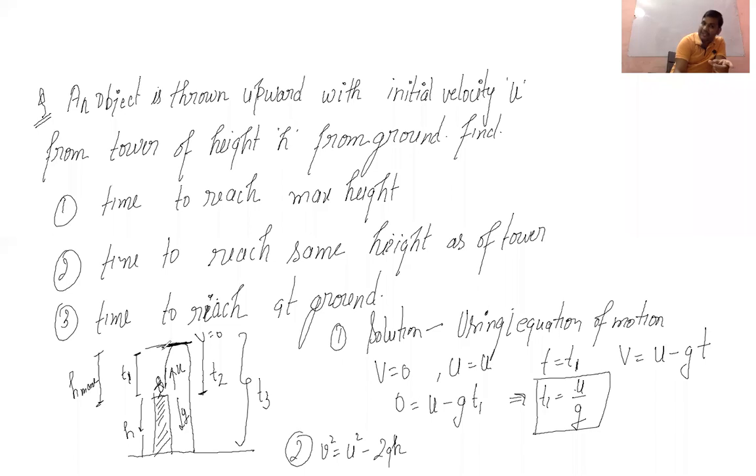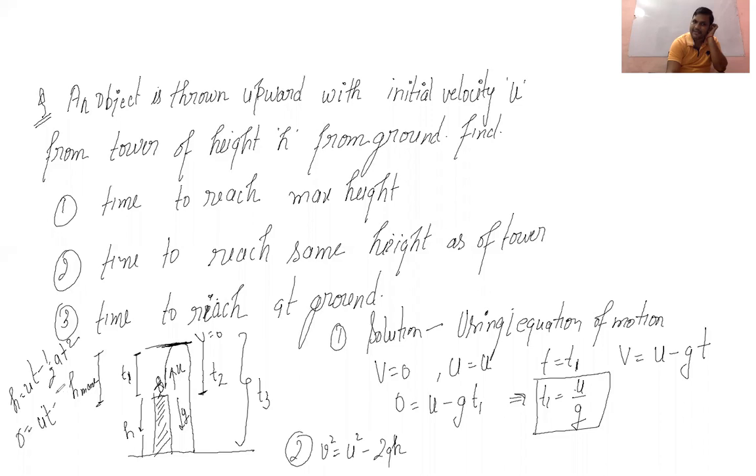If you are willing to find out the time, in that case you can take displacement as 0 and you can go for the time and directly find it out. In this case, if you are talking about the displacement, you can write like this: h is equal to ut minus half gt square. So you can see it is 0, and this will be a quadratic equation.